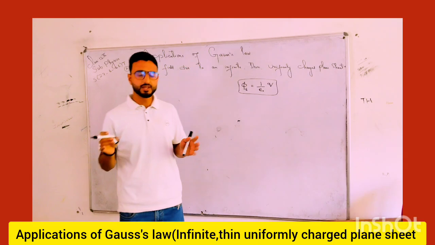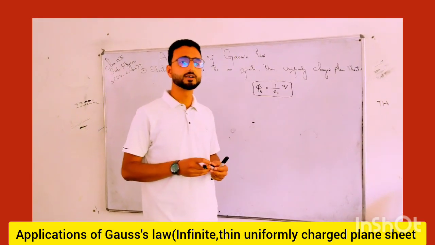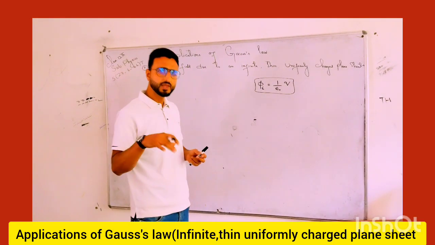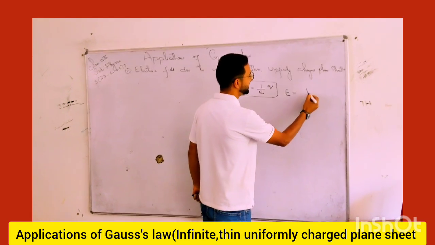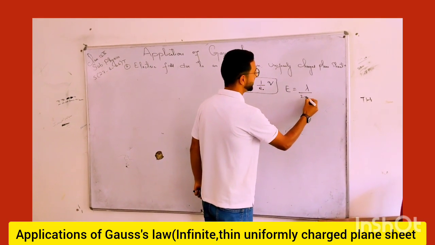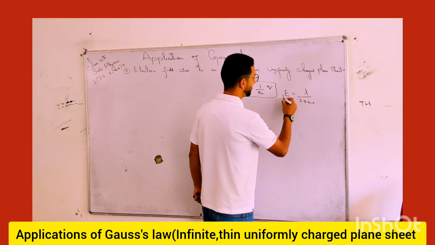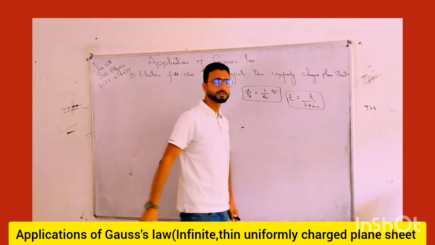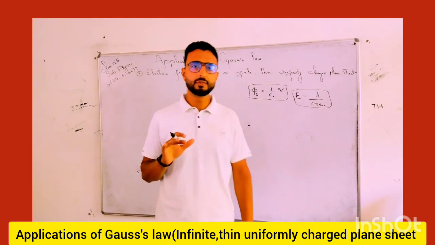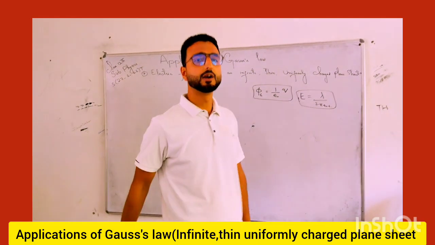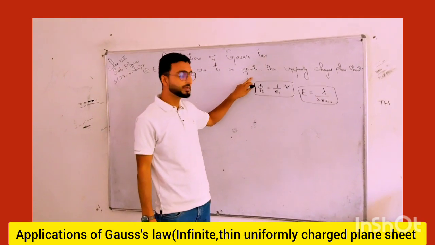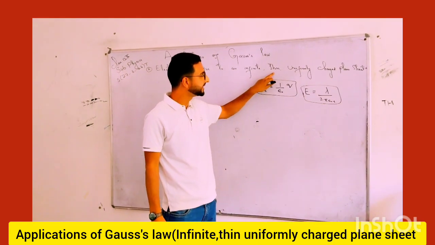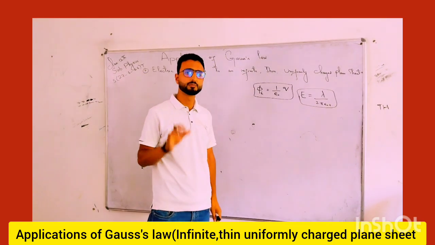Dear students, we have already discussed one application of Gauss's law, related to the electric field intensity due to a line charge. If you remember the expression for that, it is equal to lambda divided by 2 pi epsilon naught r. We have already discussed this relation in detail. Today, we'll be discussing the second application of Gauss's law, that is the electric field intensity due to an infinite, remember these points, infinite, thin and uniformly charged plane sheet.